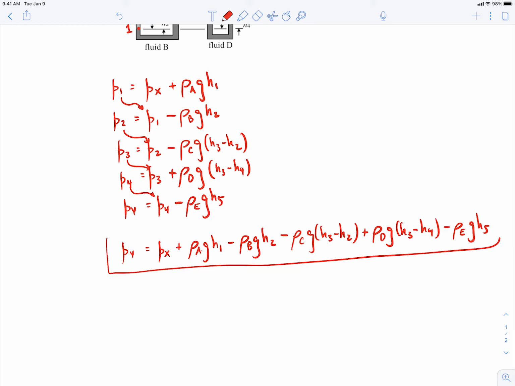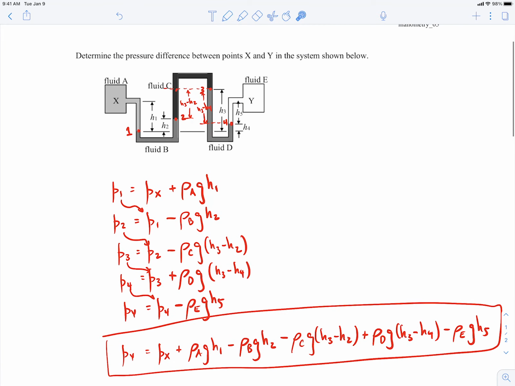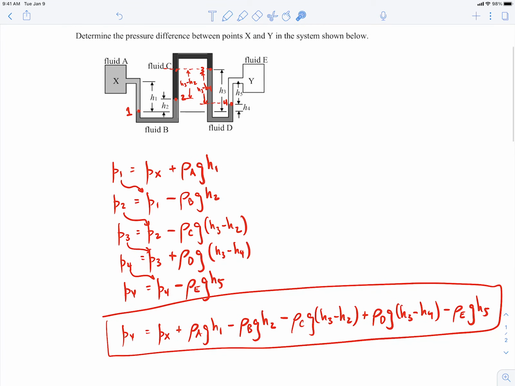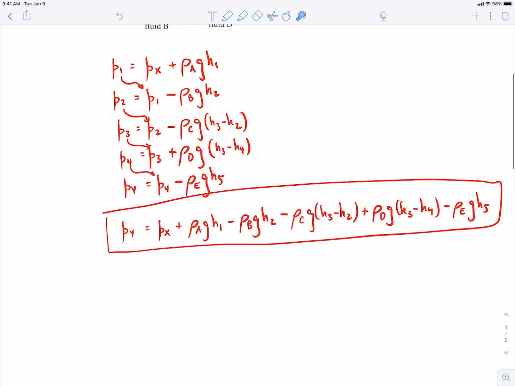And there we go. We now have the pressure at Y in terms of the pressure at X and all the geometry and different fluid specific weights. Okay, I think that's what we were asked for. Yeah, the pressure difference between points X and Y. So I could rewrite it this way if I wanted to get the pressure difference. Okay, that's all there is to it. We'll end the example there.